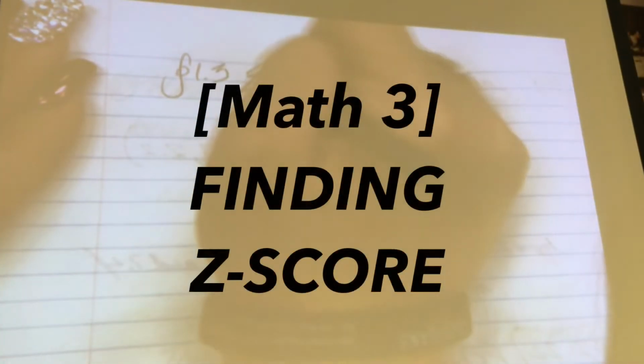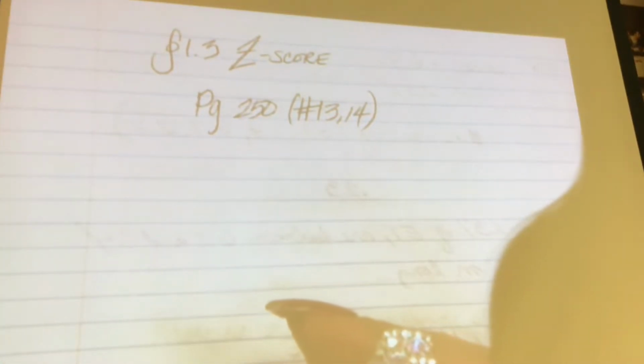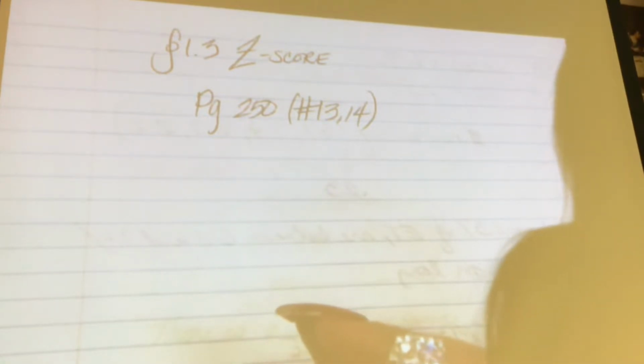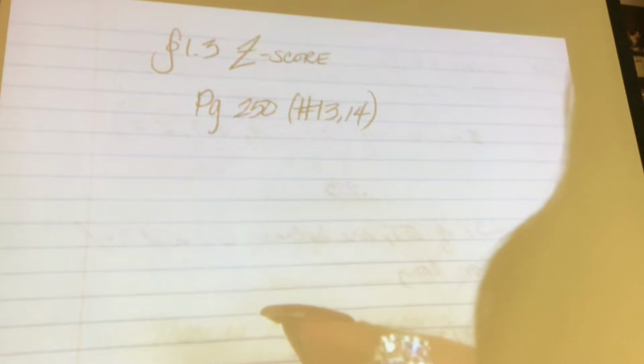Right, this is section 1.3, Z-score. Tonight's homework is page 250, and it's number 13 and 14. It's very, very short, but hopefully you'll get enough practice in class today that it should suffice. Also, you have many questions on your review assignment that you could practice if you feel the need to, okay?